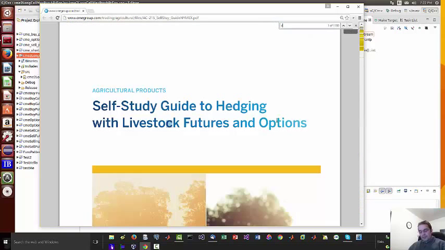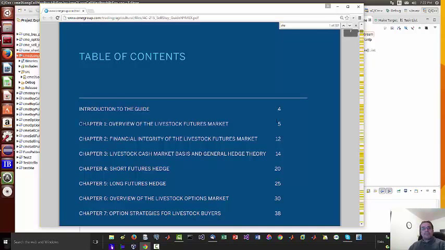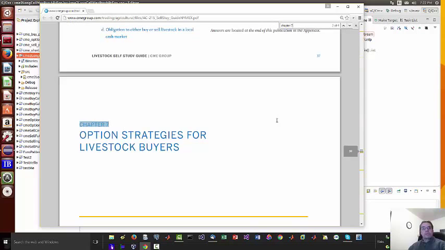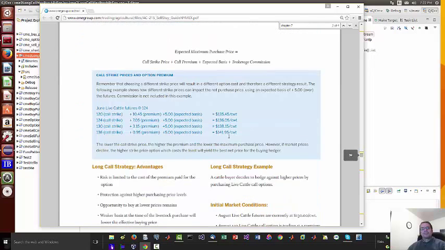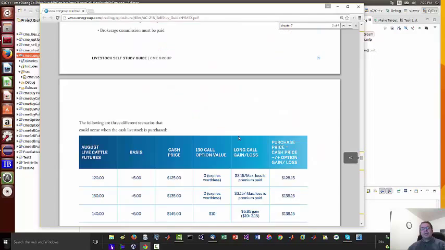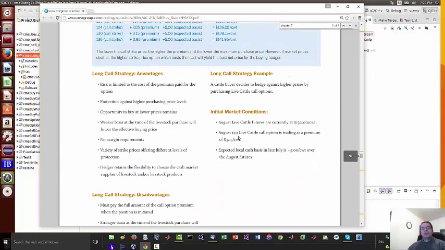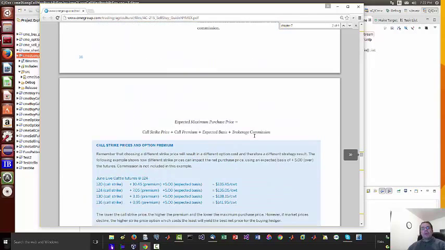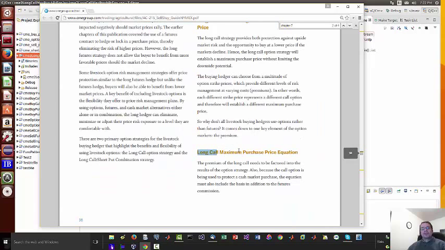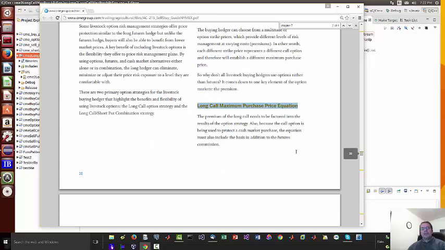So let me just show you the first strategy that we've got here. There are 2 strategies in each one of these. The first one is option strategies for livestock buyers. So come in here at page 39. What we're going to be doing is this first strategy, long call maximum purchase price equation. So we're going to calculate that maximum price.